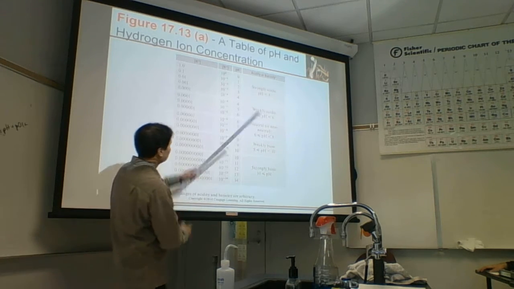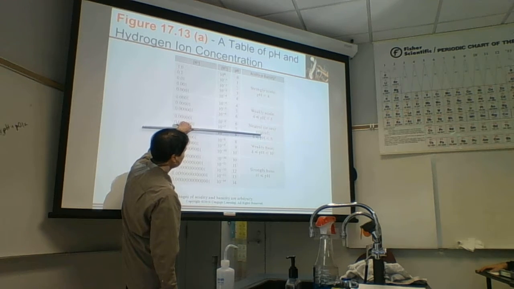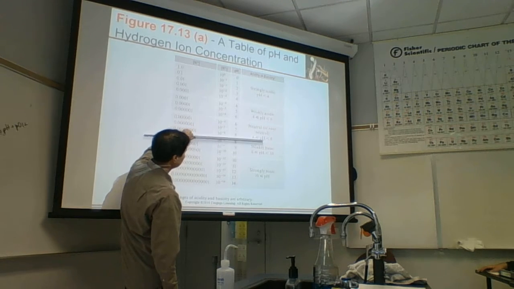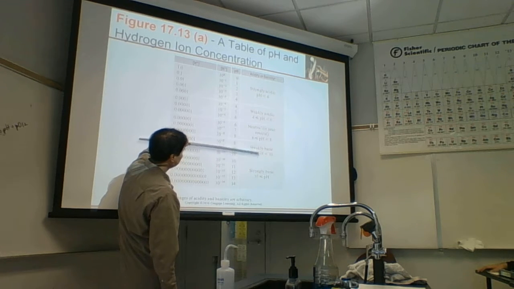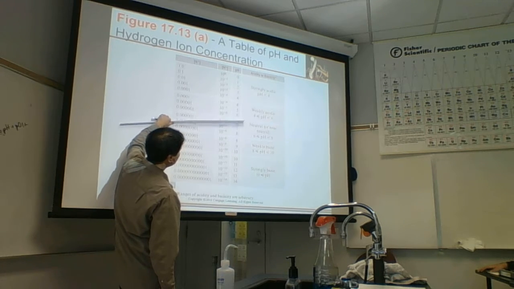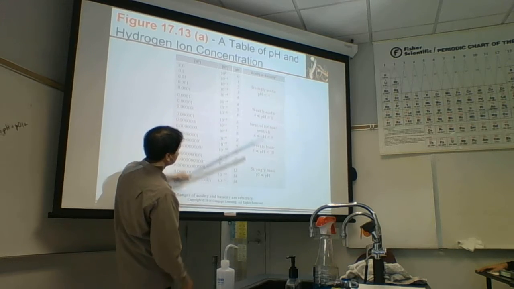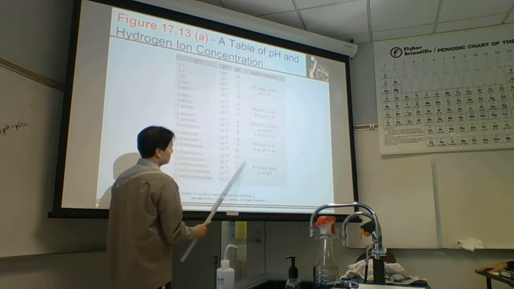Well, it turns out that a pH of 7 corresponds to a hydrogen ion concentration of 1 × 10⁻⁷ molar, which is neutral. If it's close to neutral, we call it weak. So this would be weakly basic here. The pH is greater than 7. The pH is less than 7, this would be weakly acidic. We have more acid than base. And then as we get closer to the ends, it becomes strongly acidic or strongly basic.